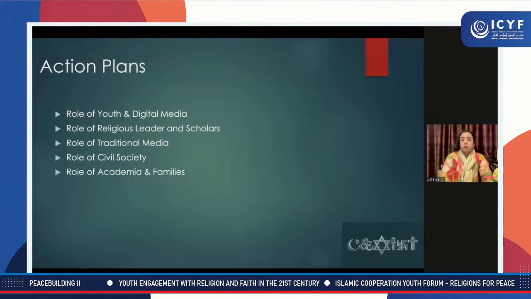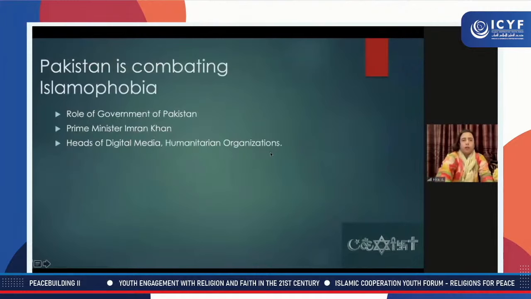Then there is a role of academia and families. The teachers have to prepare a curriculum which promotes peace, and the parents have to be involved early. Early childhood is very important. You have to teach peace to your children from very early ages, so that when they are grown up they do not go against any religion, and afterward they won't blame anyone.